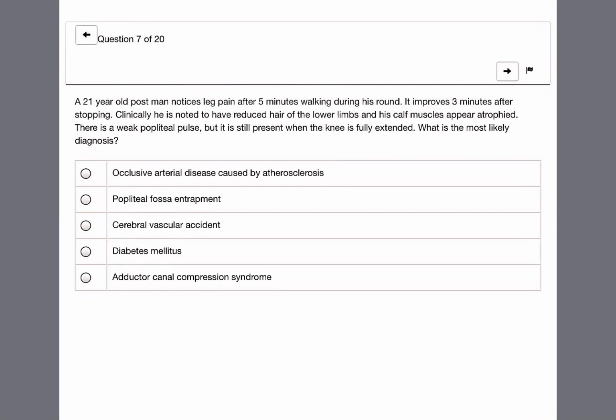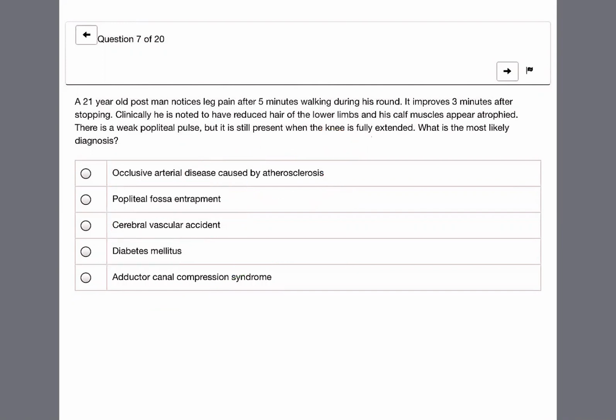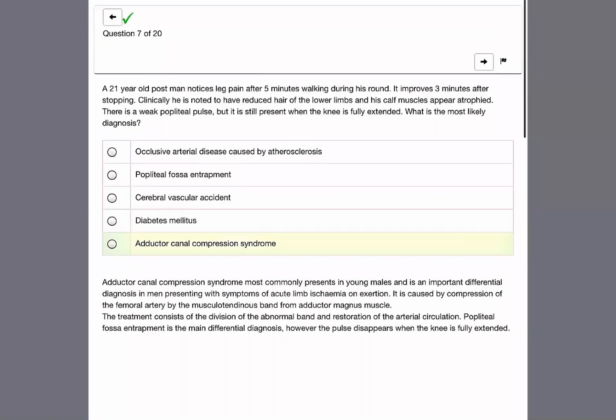Occlusive arterial disease caused by atherosclerosis, popliteal fossa entrapment, cerebral vascular accident, diabetes mellitus, adductor canal compression syndrome. I will go for the adductor canal compression syndrome. Exactly. This is a syndrome that happens in a young patient, a young man, and he makes some exclusions for you with the other options. Atherosclerosis is not in the young, cerebral vascular accident is also not in the young, and you have no history of any problem. Popliteal fossa entrapment is also excluded by full extension. So I only have this one, the right answer by exclusion: adductor canal compression syndrome.